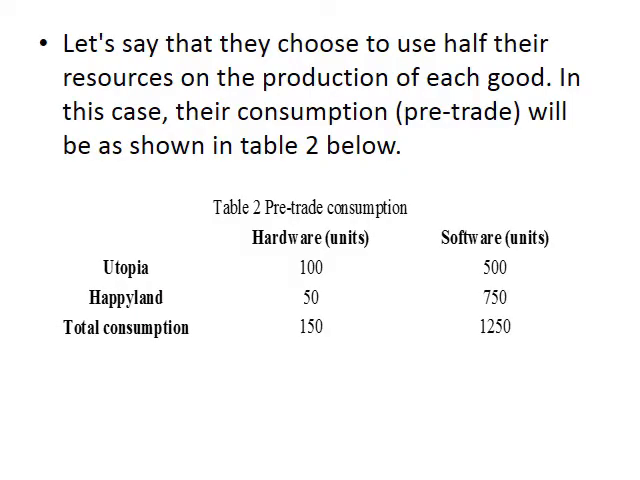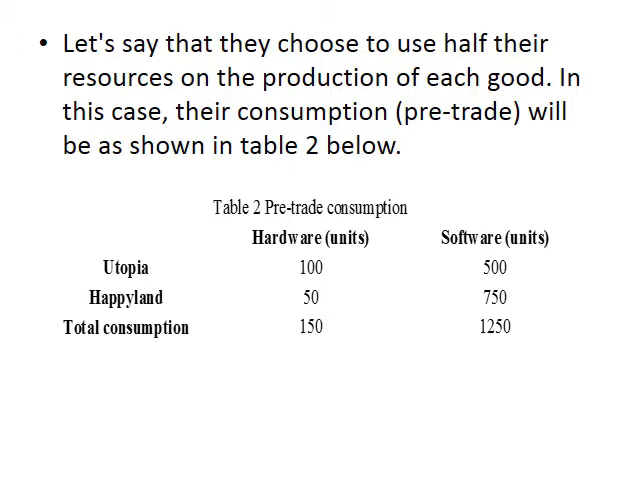Let's say that they choose to use half their resources on the production of each good. So in this case, they're not trading or anything. They've just decided to dedicate half the resources to each of the goods. So first of all, here we're looking at what their pre-trade consumption would look like. So this is what they're producing and they're consuming.